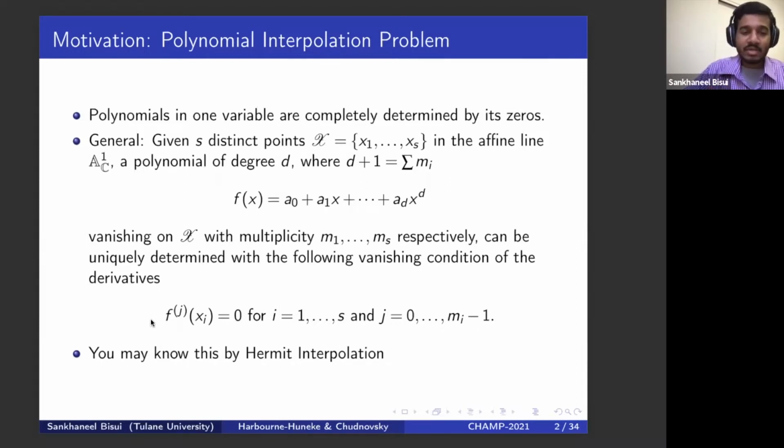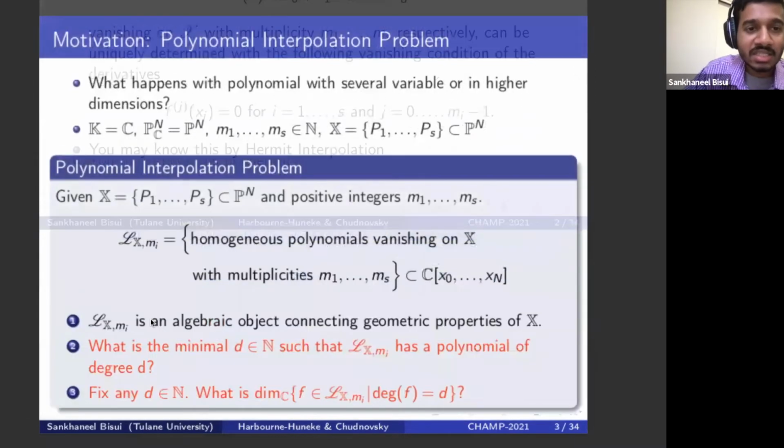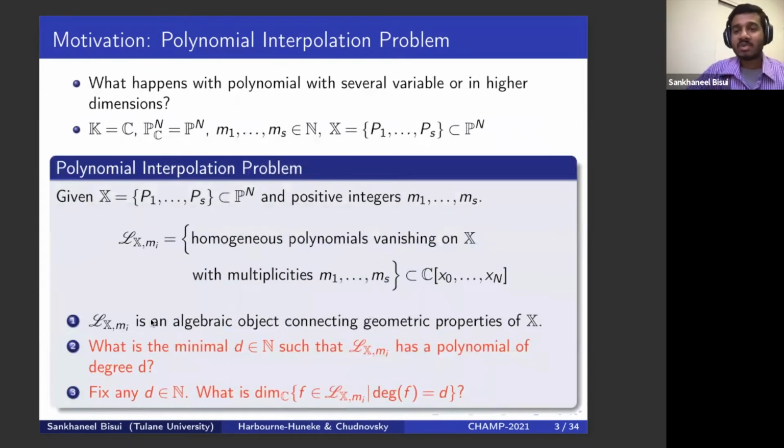Let's see what happens in a general setup, meaning when we have a polynomial with several variables, or points in multidimensional projective space. Throughout the talk, I will be assuming my field to be the complex numbers if it is not specified, and we'll be writing P^n_C or P^n alternatively. Now I'm going to take m1 up to ms to be finitely many natural numbers and X to be a set of points P1 up to Ps inside the projective space.